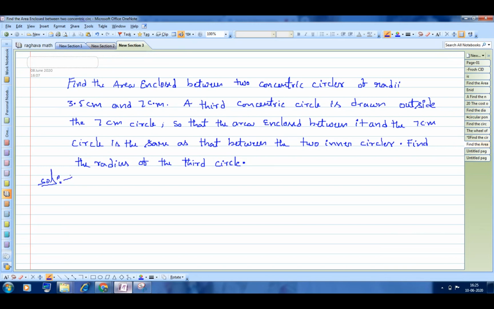What is yours? Please solve this question. Read the question. Find the area enclosed between two concentric circles of radii 3.5 centimeter and 7 centimeter. A third concentric circle is drawn outside the 7 centimeter circle so that the area enclosed between it and the 7 centimeter circle is the same as that between the two inner circles. Find the radius of the circle. Try.